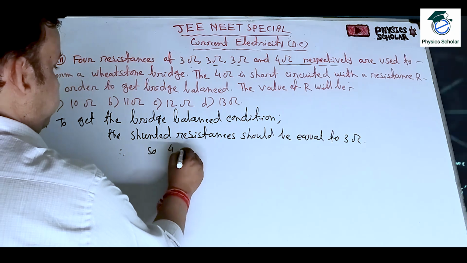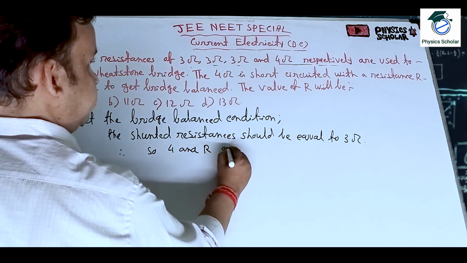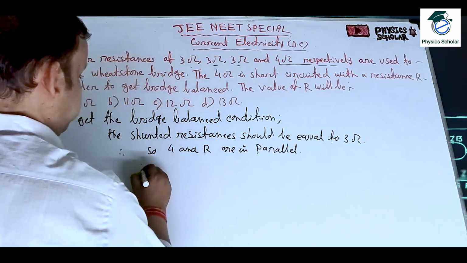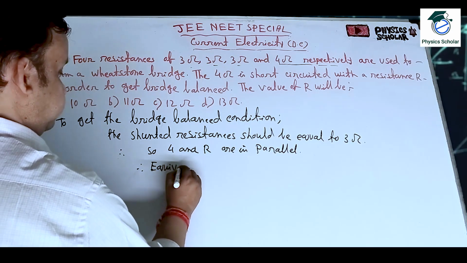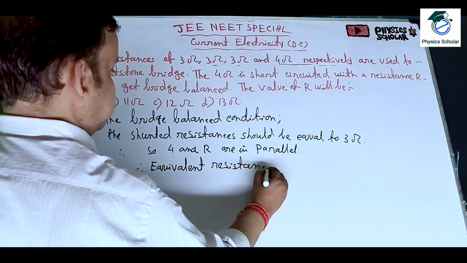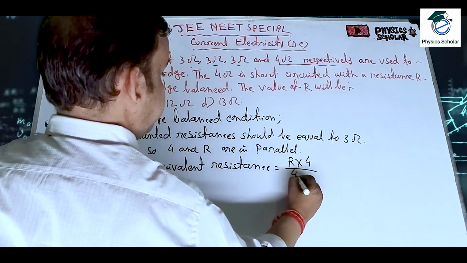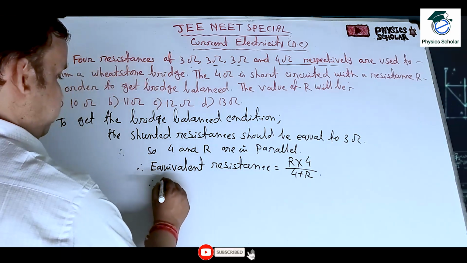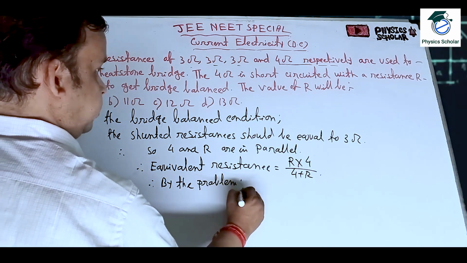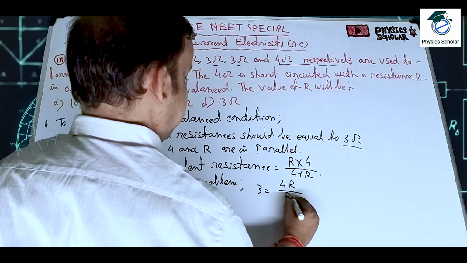So 4 and R are in parallel. So the equivalent resistance is equal to what? 4 into R divided by R plus 4. So by the problem, it should be equal to 3. So 3 is equal to 4R by R plus 4.